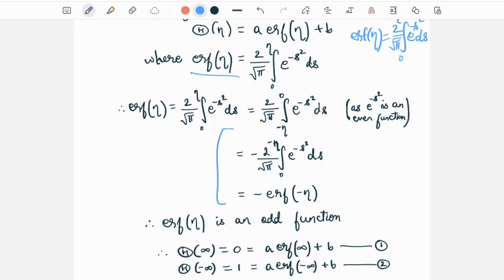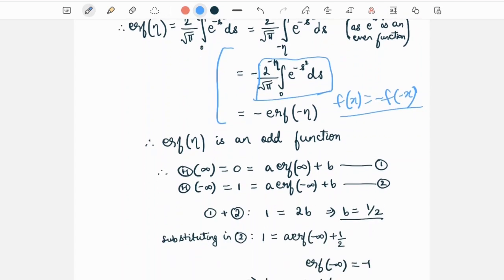But then when we invert the integral by swapping the limits, it will become negative, because that's a normal inversion of an integral. But now notice that this part, if we exclude the minus sign, is basically the error function of minus eta. So that gives minus the error function of minus eta. So if f(x) is equal to minus f(minus x), that means f is an odd function. So this tells us that the error function is an odd function. Now this is useful to us.